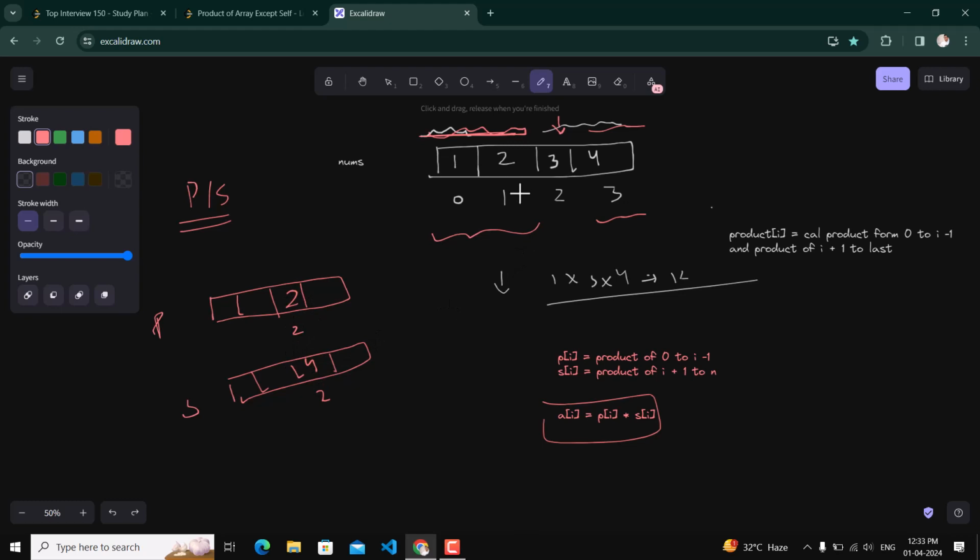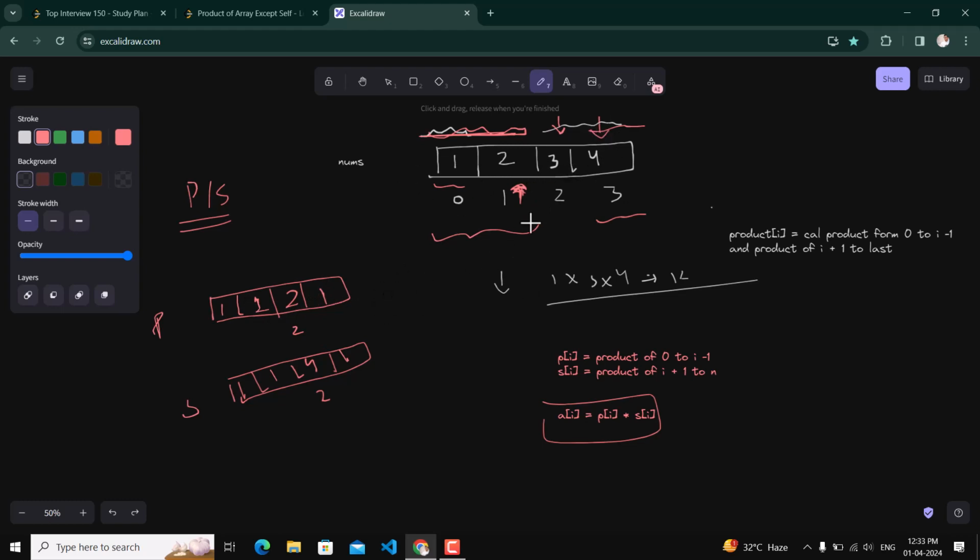Now in case of the first index, initially we will initialize these with 1. So it will have 1, 1, 1, 1, 1, 1. For this index, it will have the product of these two, so it will have 1 only. And for the fourth last index, it will have the product of all these.